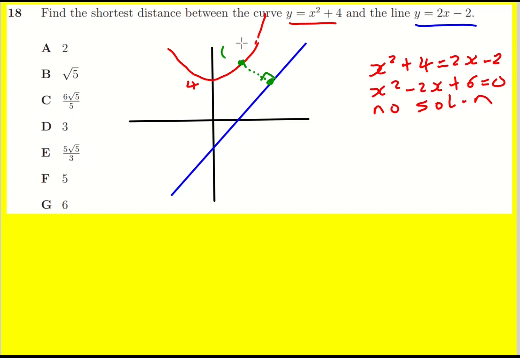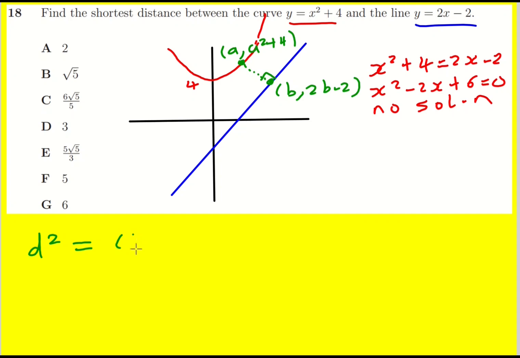So we can write down the coordinates of the red curve. If I just say that the x coordinate is a, then the y coordinate would be a squared plus 4. And for the other curve, b, and then 2b minus 2. So I need to find the distance between these and minimize it. In fact, I can look at the distance squared. That's the best thing to do, because then I can just be applying Pythagoras' theorem.